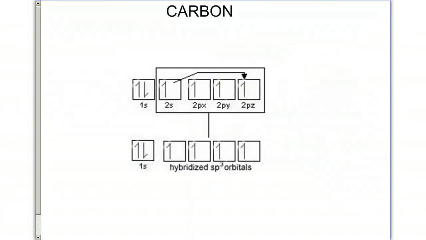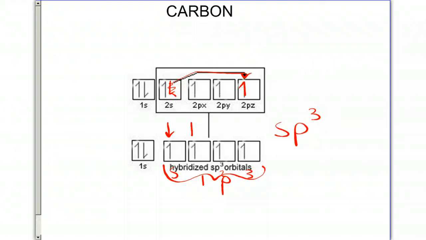So here's again carbon's diagram where originally the electron was here and it got moved over to here instead, no longer in the 2s orbital. And so we get what's called an sp3 hybridization. It's because you have an electron in the s, and then you have 3 p orbitals with 1 electron each.